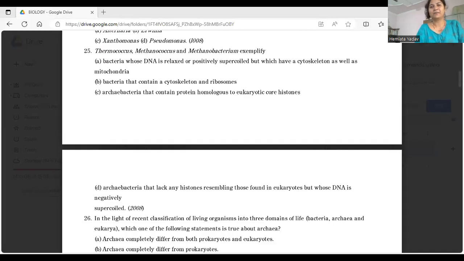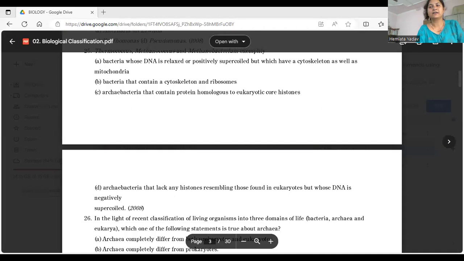And today we are going to discuss the previous year NEET questions of class 11th biology. The chapter is biological classification. Biological classification is a very important chapter because it has 5 kingdoms. It easily introduces you to the 5 kingdoms, which are Monera, Protista, Fungi, Plantae, and Animalia.